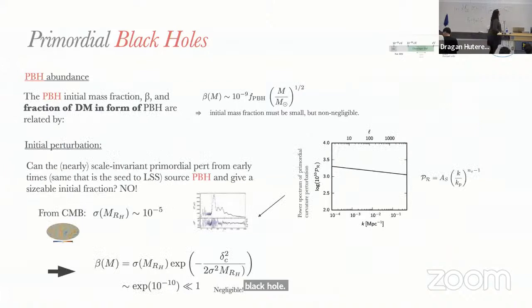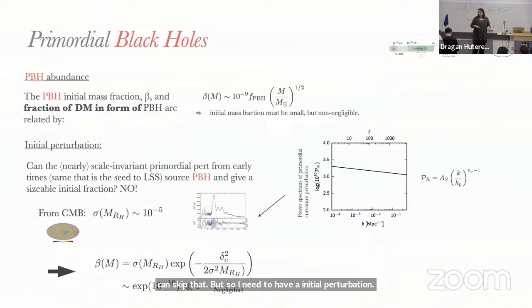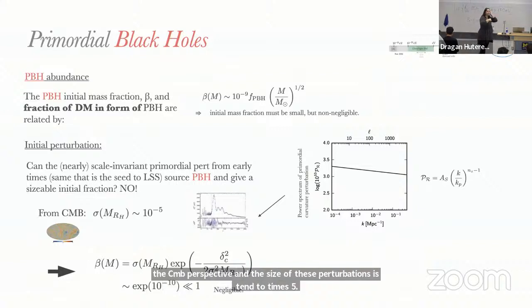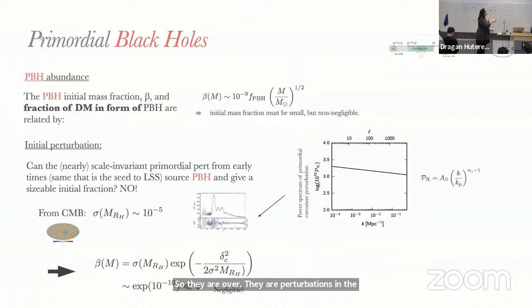I need to have an initial perturbation. Inflation, as we saw this week, is a mechanism that produces the first density perturbations in the universe that are going to seed all the things we have in our universe today, and we measure them quite well with the CMB. In the CMB, we have those almost scale invariant perturbations given by this power spectrum, which, if you translate into the CMB, explains the CMB power spectrum. The size of these perturbations is 10 to the minus 5. So they are perturbations in the density of the universe of order 10 to the minus 5.